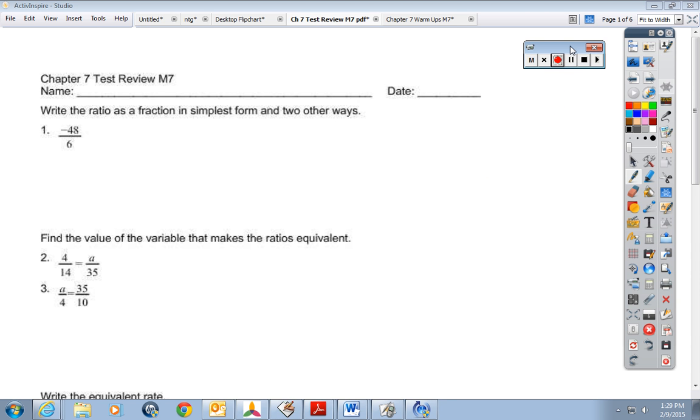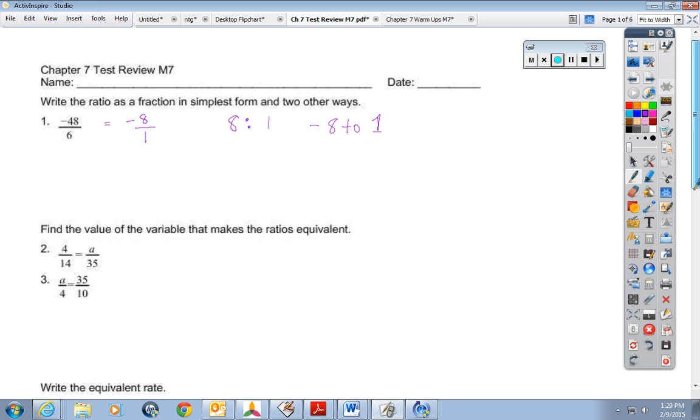Write the ratio as a fraction in simplest form in two other ways. So the first thing that we have to do is reduce it. Negative 48 over 6 reduces to negative 8 over 1. So that was part of the answer. The other two ways would be negative 8 to 1 or negative 8:1. You have to have all three of those to get the problem correct. If you don't have all three, then it's wrong.